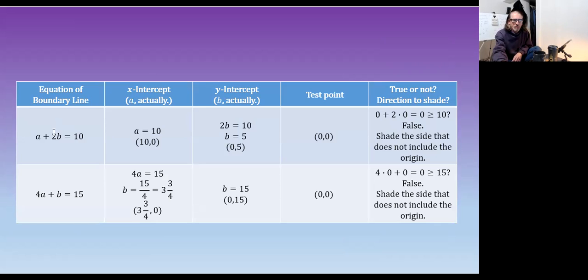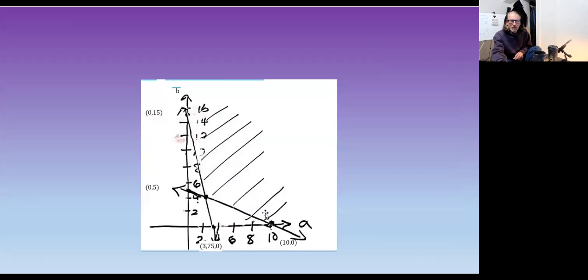And when we put in 0 for B, 2 times 0 is 0. A plus 0 is still A. So we have that A is 10. 10 comma 0 is the intercept along the horizontal axis. Putting in 0 for A, 0 plus 2B is 2B. So dividing both sides by 2, B is 5. We have along the vertical axis, 0, 5 as the other intercept. And we see that back here, 10, 0 and 0, 5.